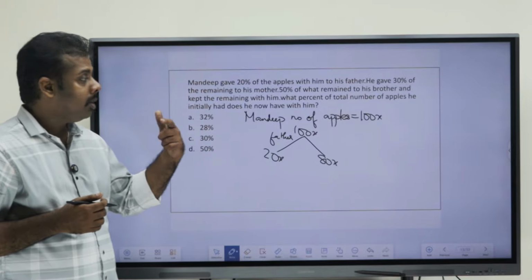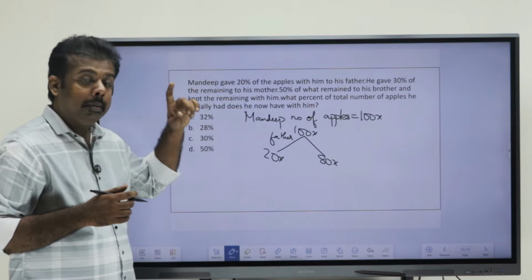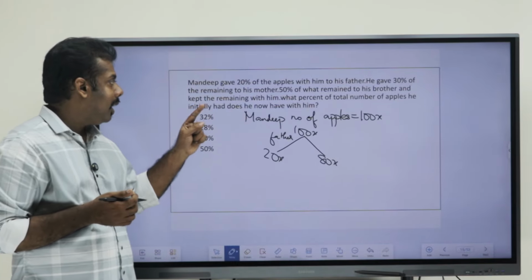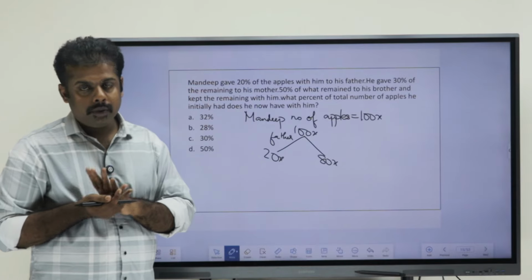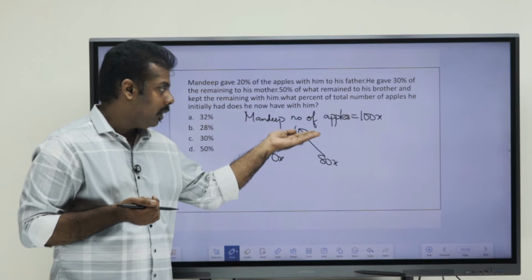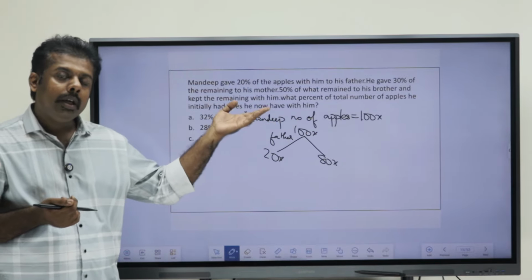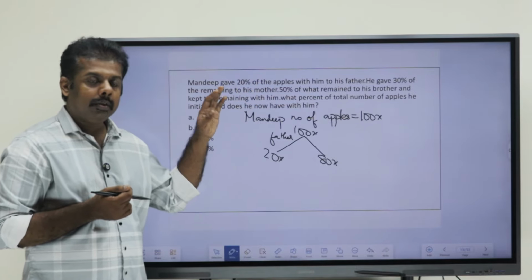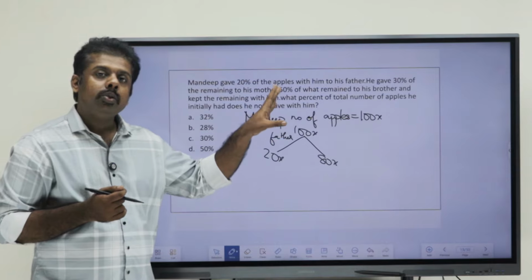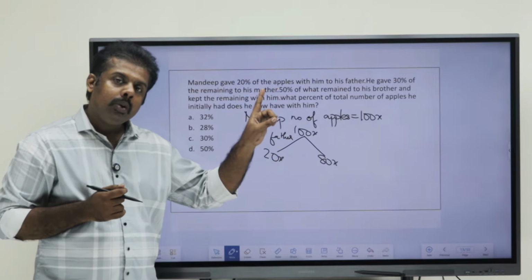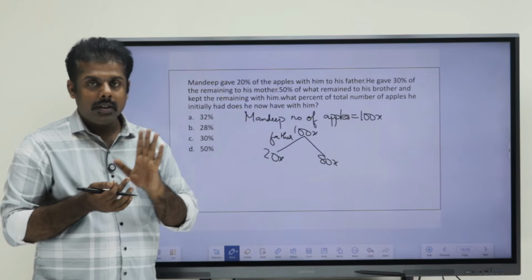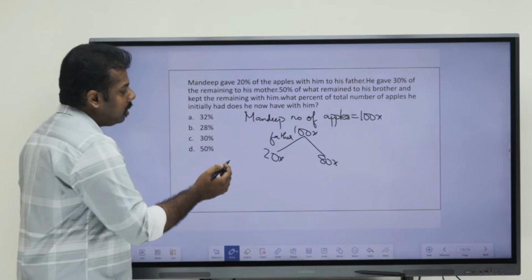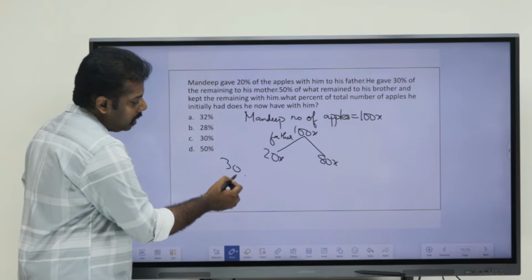Now the second point, what does it say? He gave 30% of the remaining. That is an important point. So what is remaining? In that, he has given 30% to his mother. As we saw, we have assumed he has 100x apples. He has given 20% of that, or 20x, to his father. So the remaining is 80x. Now 30% of 80x he has given to his mother. So we can calculate that as well. What is 30% of 80x?